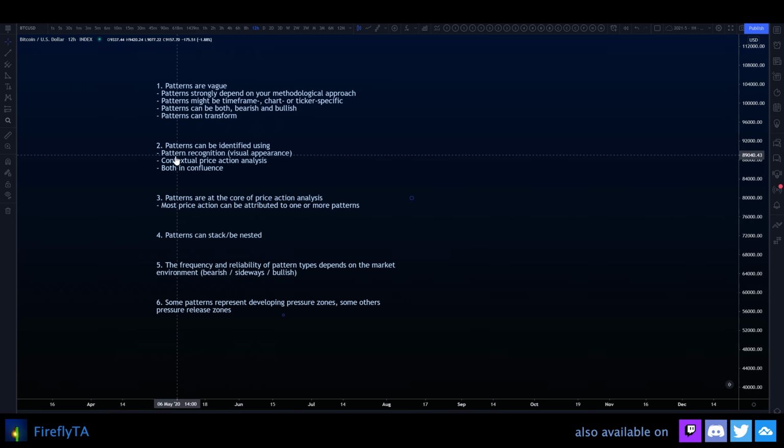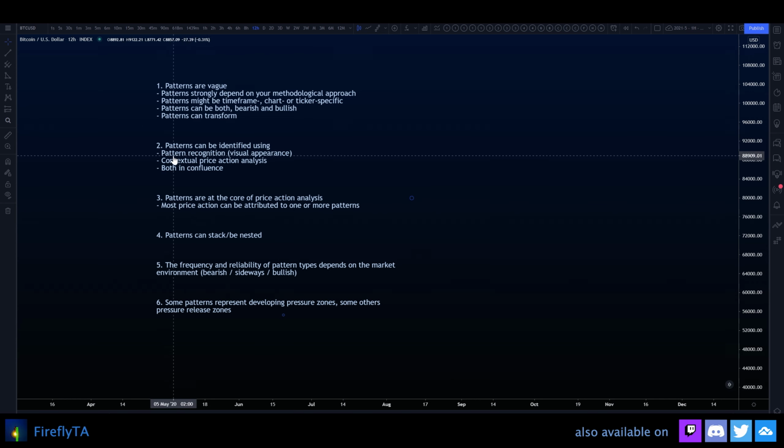So patterns can be identified using various methods. The first one is classic pattern recognition. This is what, if you're new to trading and you're learning about patterns, this is the method you probably use. I would be surprised if you did it differently. Most beginners use pattern recognition. Even pros use pattern recognition. It's not that it's just an easy but maybe unreliable method.